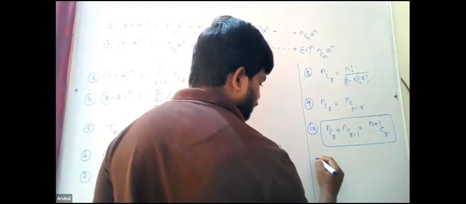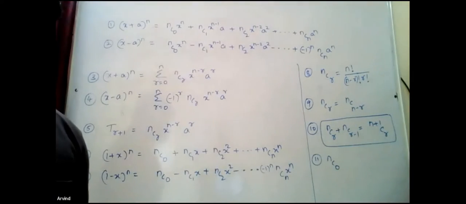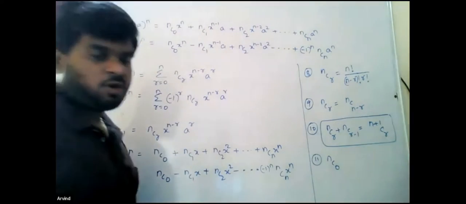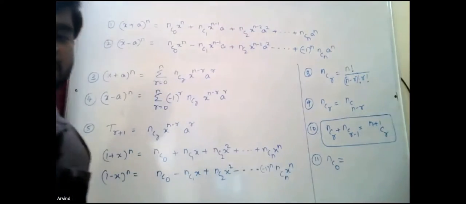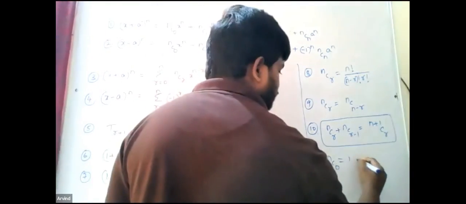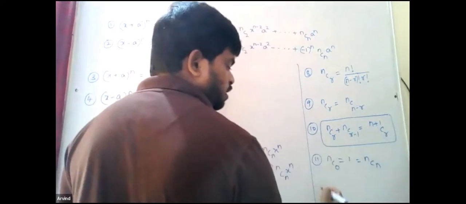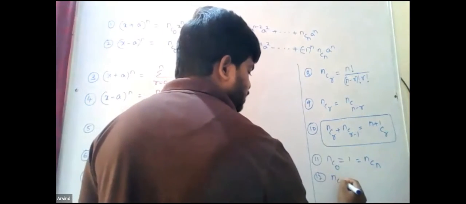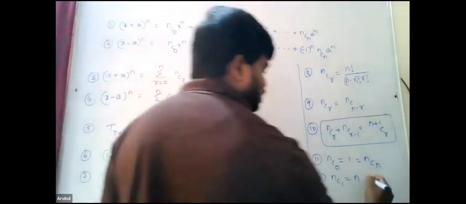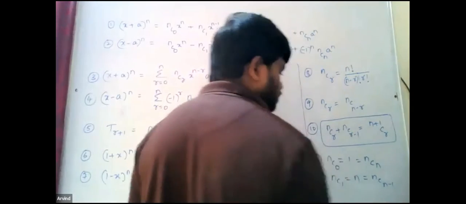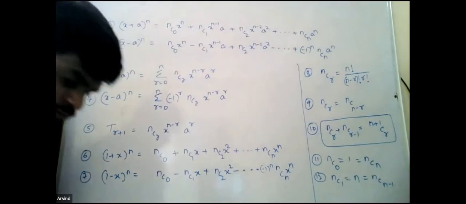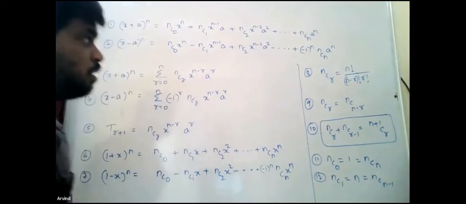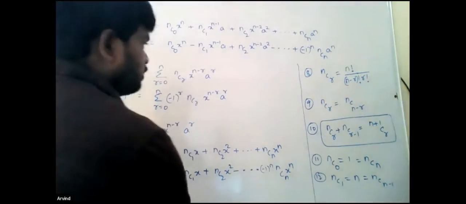And what is the nC0 value? It is simple. nC0 is 1, which is also equal to nCn. But nC1 is equal to n, which is also equal to nC(n minus 1). Take a screenshot of this. Two more formulas.